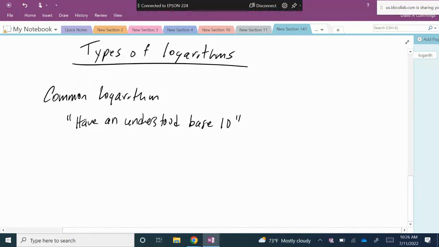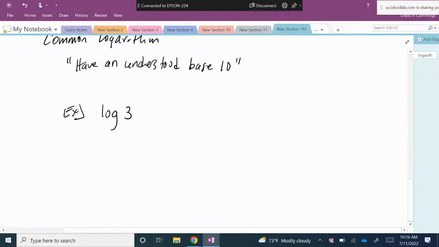So here's some examples of common logs. Say if we see something that says the log of 3, right? Notice that we don't see a base. The base is understood to be a base 10. Sometimes you may see log written in lowercase letters. Sometimes you may see it written in capital letters. These things are one and the same. Your calculator can evaluate common logs.